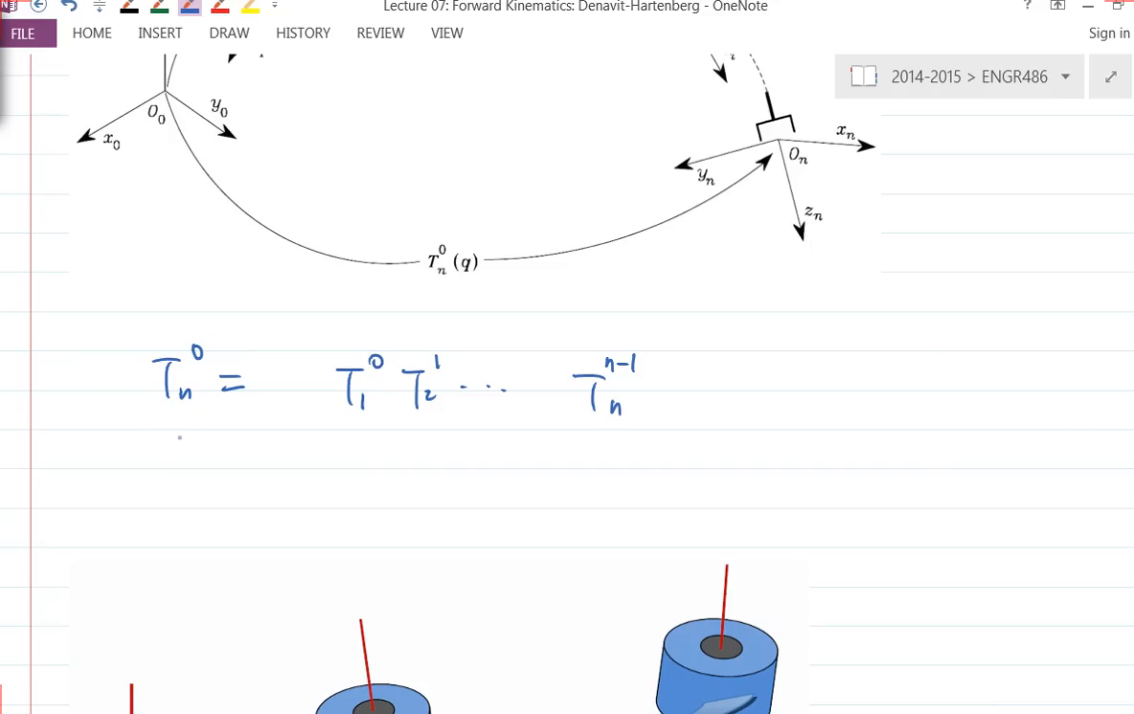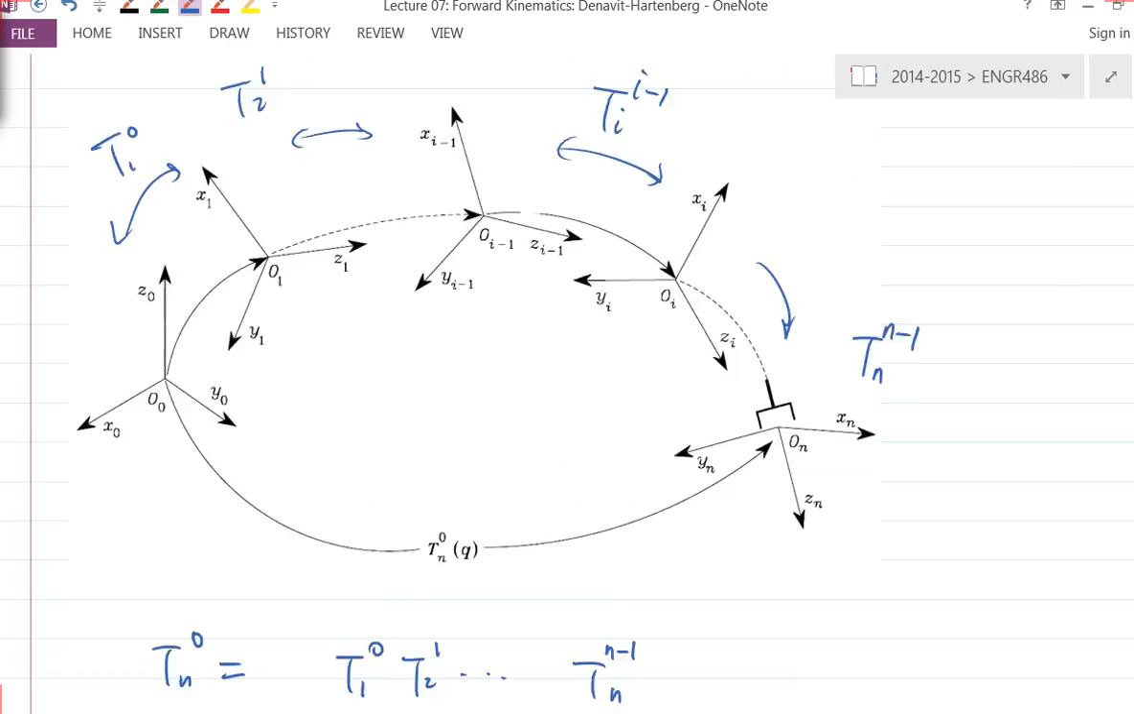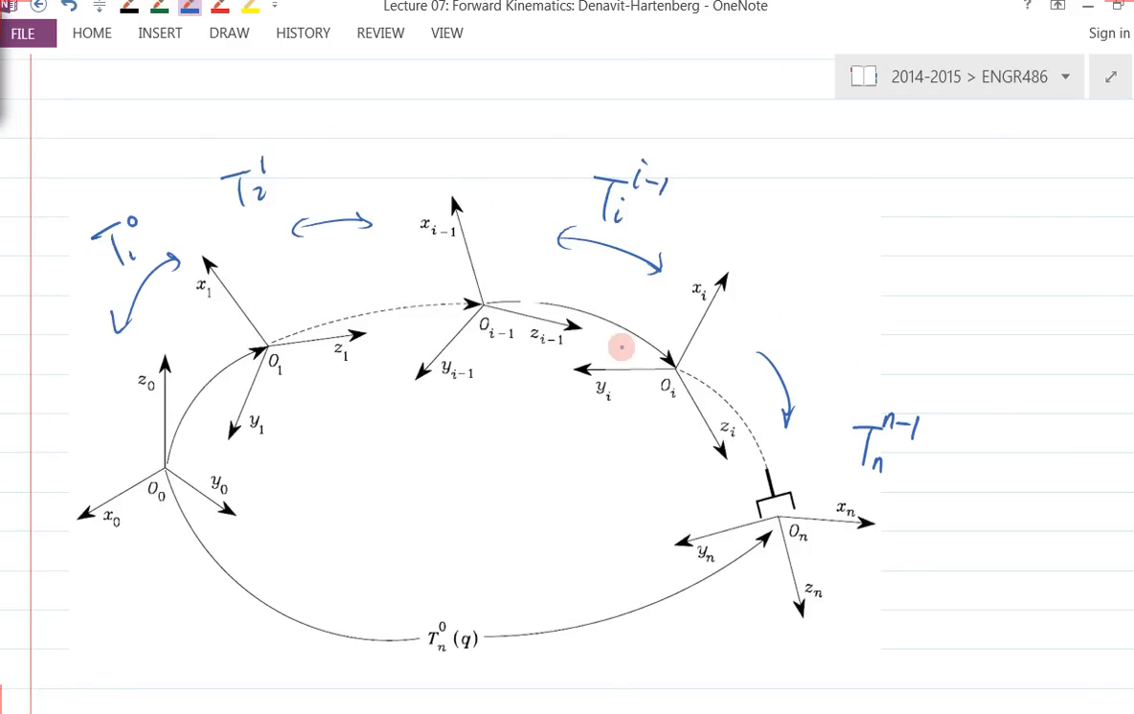So then it naturally brings us to: how do we assign the frames? How do we assign the frame at a proper location? How do we assign the direction of the x, y, z?